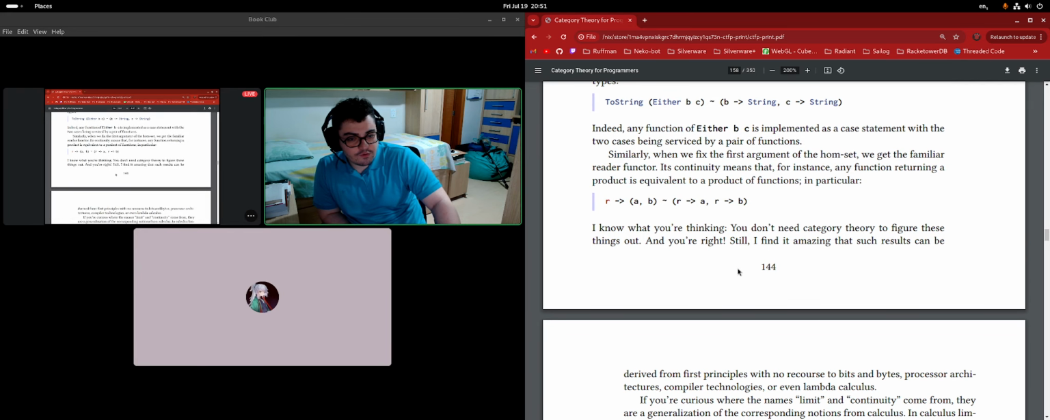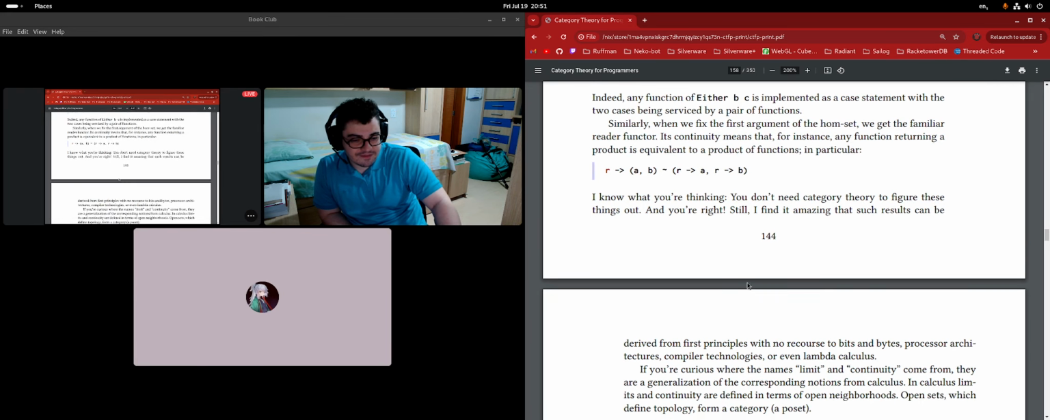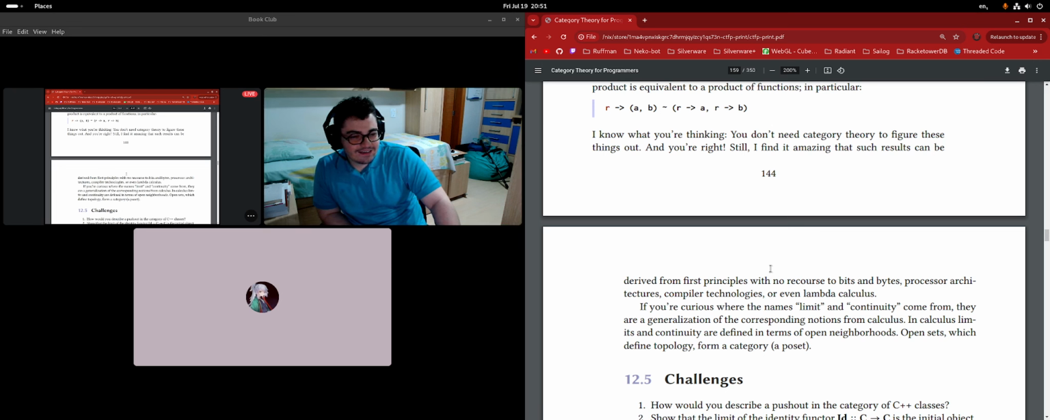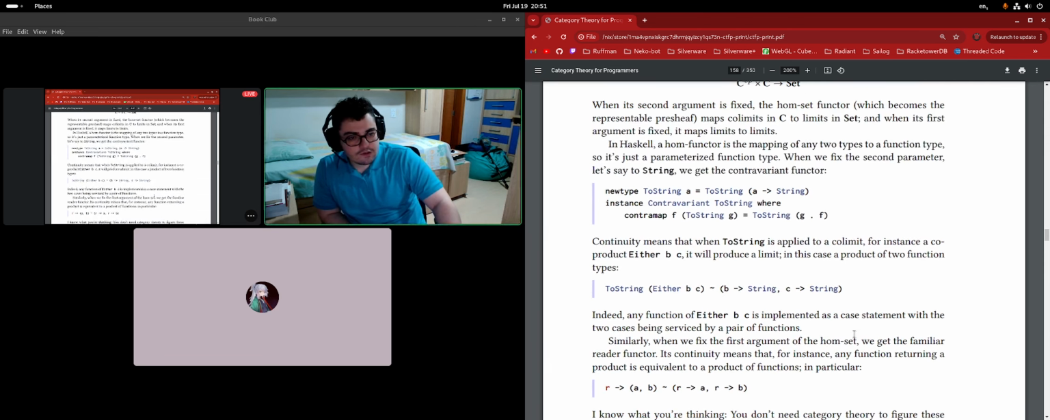You don't need the category C to figure these things out. And you're right. But we did that without using any computer abstractions at all. And then there's the inspiration of the terminology, which is coming from calculus, not surprisingly at all. So I don't know if I understood this, man. I really don't.